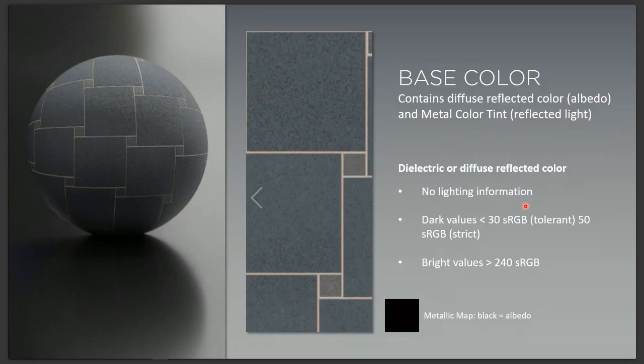So we just need to make sure that we don't have those dark values going below that 30 sRGB. And on the flip side of that, the bright values, no surface is just going to be pure white in terms of albedo. So we don't want to have values above 240 sRGB.